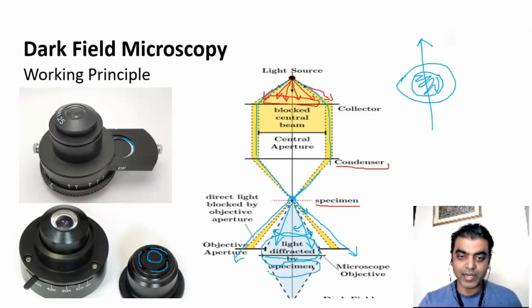This light is diffracted by the specimen, and only the light diffracted by the specimen is collected and used to create the dark field image. That is why your sample looks very bright, because only the light passing through the sample is being collected, and your background looks absolutely dark because that light is not collected at all. This light, which is not deviated and does not pass through the sample, does not change the light path, it goes straight and it is not being collected.